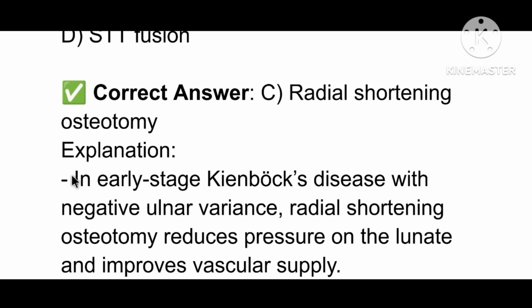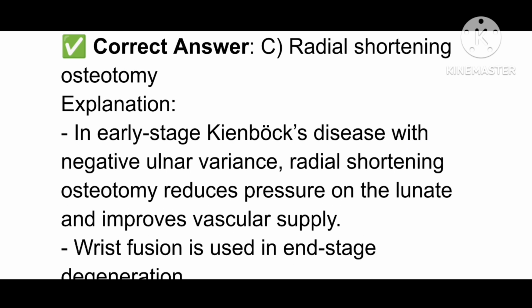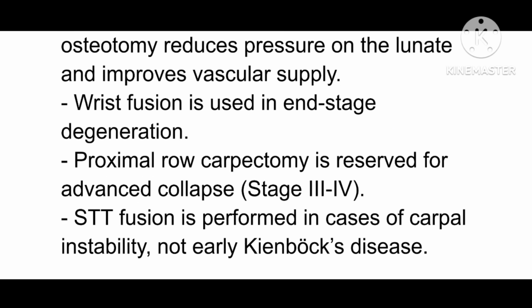Explanation. In early stage Kienbock disease with negative ulnar variance, radial shortening osteotomy reduces pressure on the lunate and improves vascular supply. Wrist fusion is used in end-stage degeneration. Proximal row carpectomy is reserved for advanced collapse, stage 3 to 4. STT fusion is performed in case of carpal instability, not early Kienbock disease.